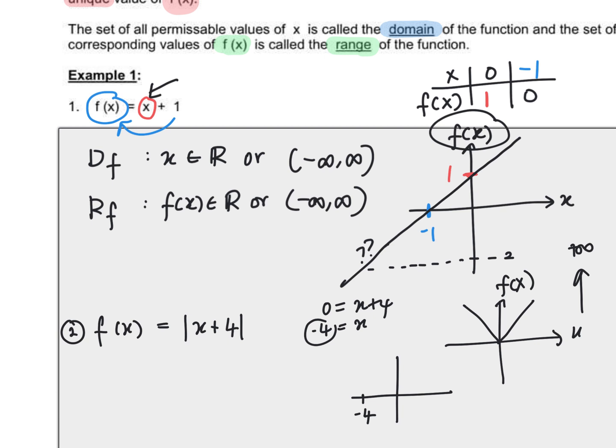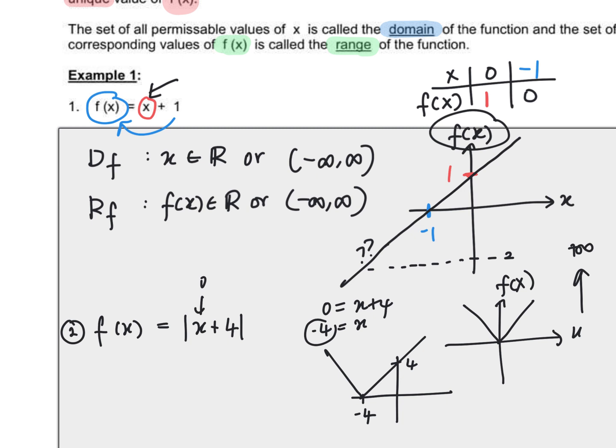Okay, so this graph should touch the x-axis at negative 4, and then we also check the value when x is equal to 0, so f(x) is 4. So it should be at 4 and negative 4. So this should be the shape of your graph for the absolute value of x plus 4.